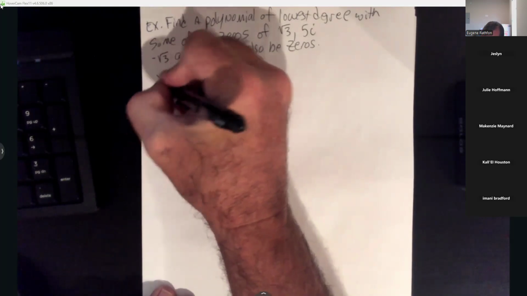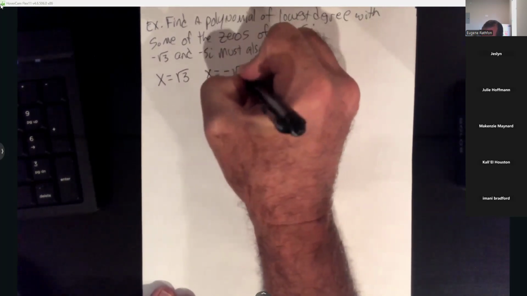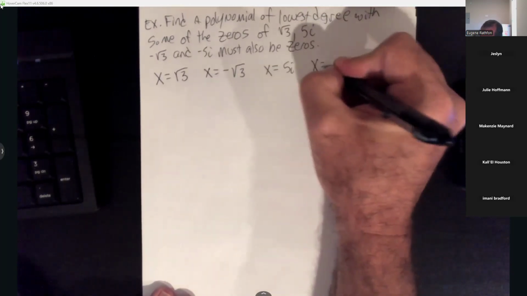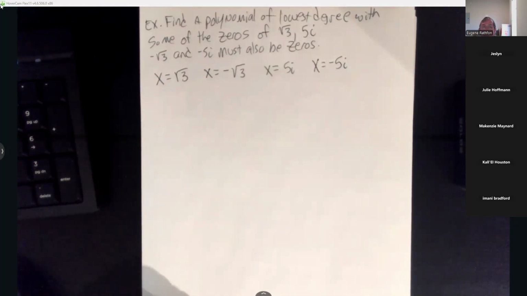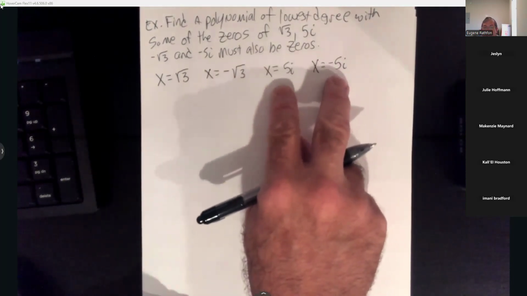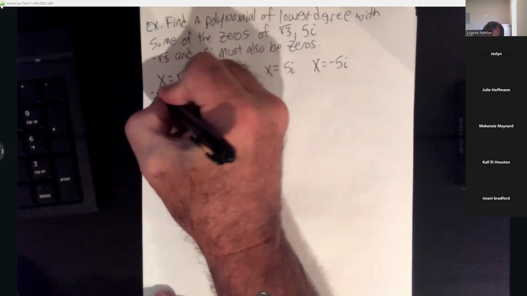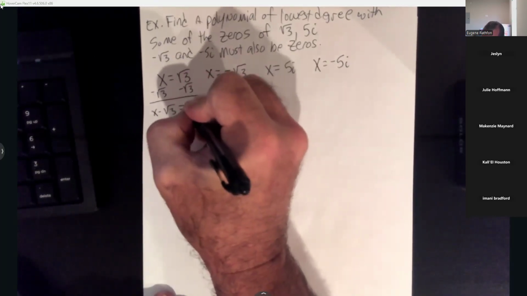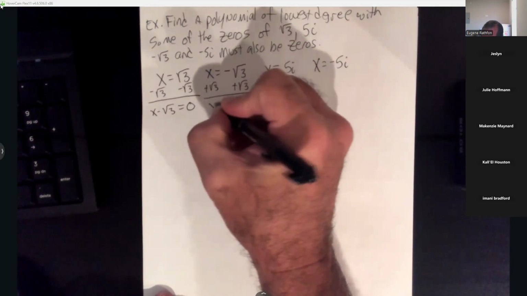Now I'm going to put them together. x equals square root of 3. x equals a negative square root of 3. x equals 5i. x equals negative 5i. So I keep these two together because they're going to be conjugates, and then these two will be conjugates. So it goes a little quicker when you got conjugates happening. So first thing, let's get them zeros. I'm just adding their opposites to each side.